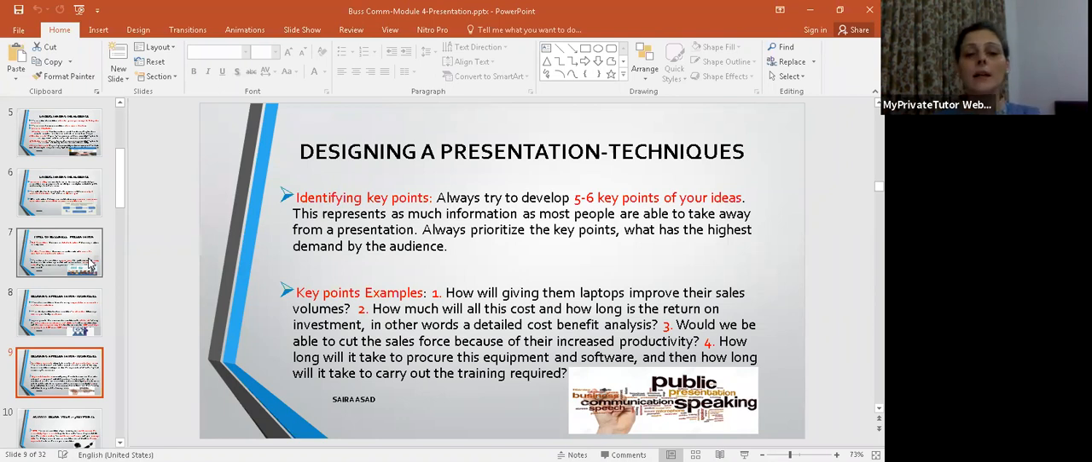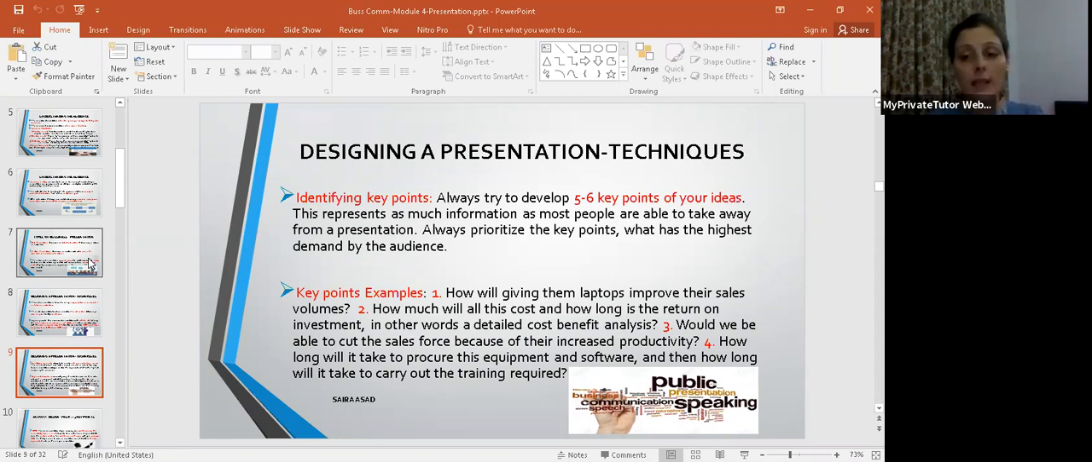And for the key points examples, I would like to quote a few examples of how you can make it. Like, how will giving them laptops improve their sales volumes? Okay, we are talking about laptops, and how you are going to discuss with your client how this is one of the key points. How much will all this cost, and how long is the return on the investment? And there was a detailed cost benefit analysis. Another point, that your product is a laptop and how you're going to work on it.